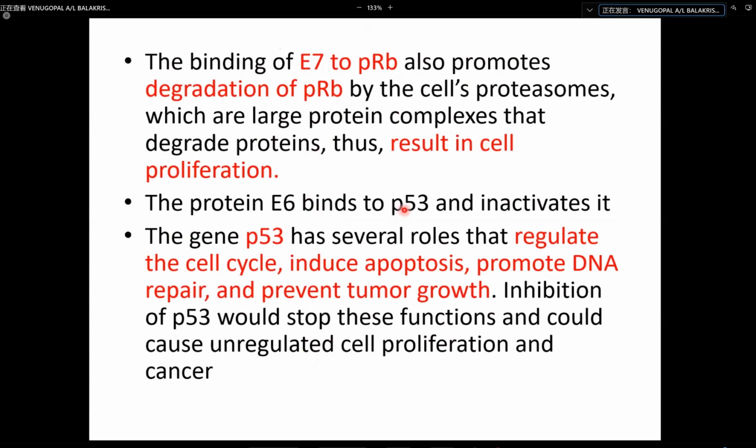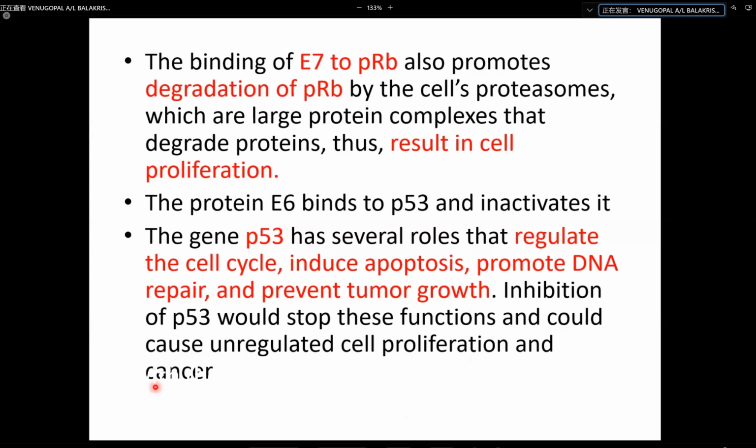E6 binds with P53 and inactivates it. So what is P53? It's a tumor suppressor. If you look at P53, it has several roles: it regulates the cell cycle, regulate means it controls. It induces apoptosis, which is for the cells to die when they are cancerous. It promotes DNA repair, so it repairs the DNA and doesn't allow the damage to be there. And it prevents tumor growth, so it also blocks tumor growth. So when E6 binds and inactivates P53, all of these functions wouldn't happen and could cause unregulated cell proliferation and cancer.